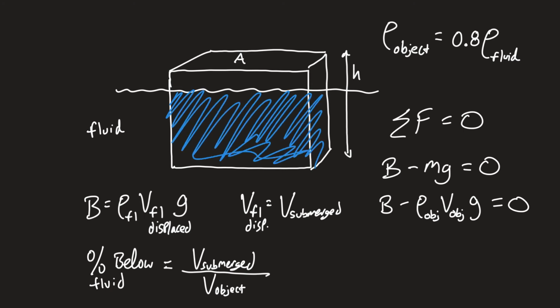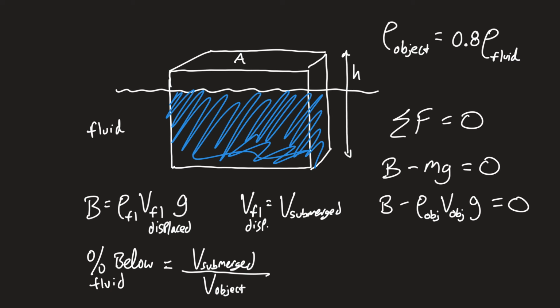All right. And then the percent below the fluid, the percent of the volume of the object that is below the fluid, is the volume submerged, so all of this stuff, divided by the volume of the entire object. And that would give you the answer.